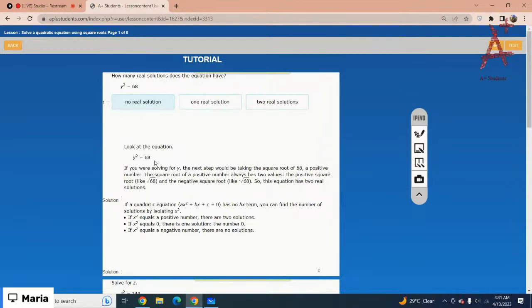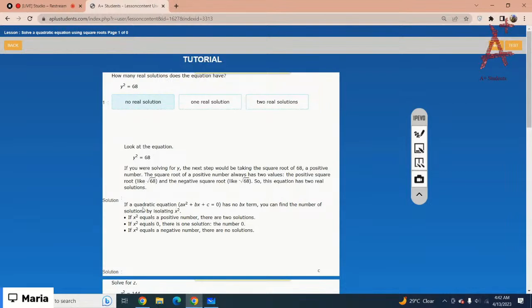When you take the square root of y squared, you have to square root both sides. So it would be square root of 68. Whenever you square root any number, it has two solutions, a positive value and a negative value. So that means for this one, it has two solutions.